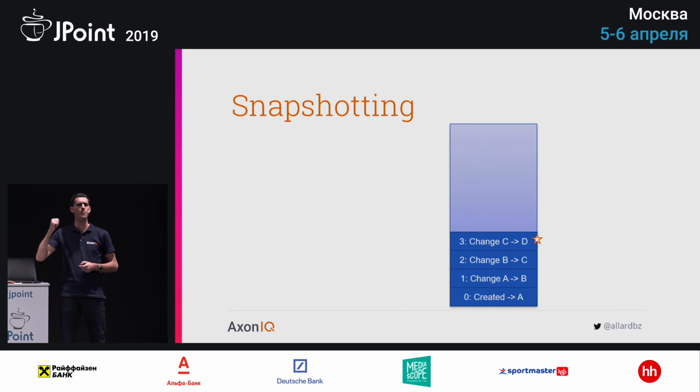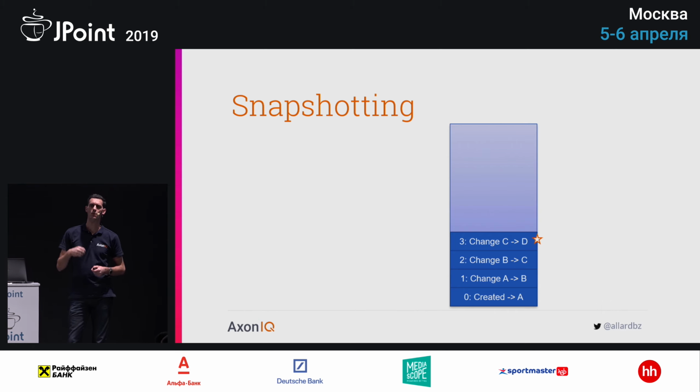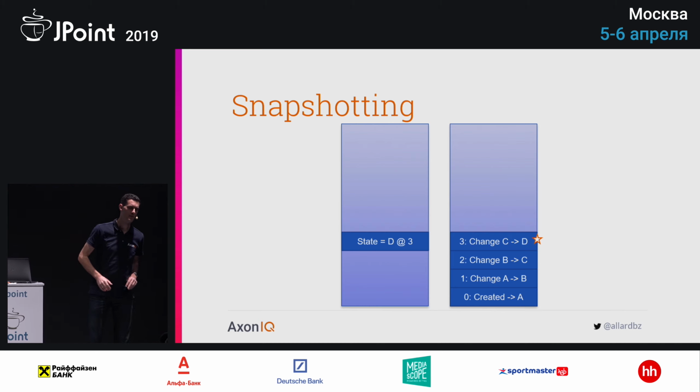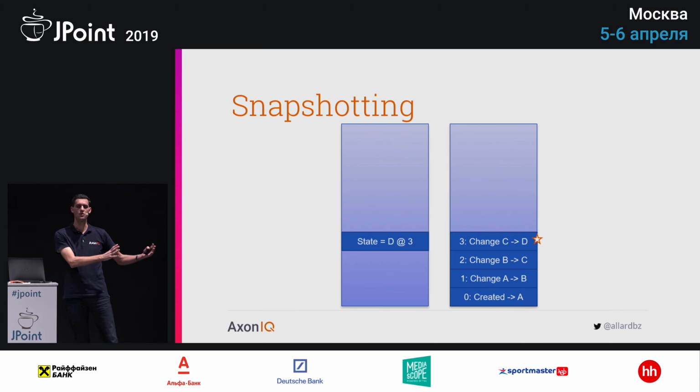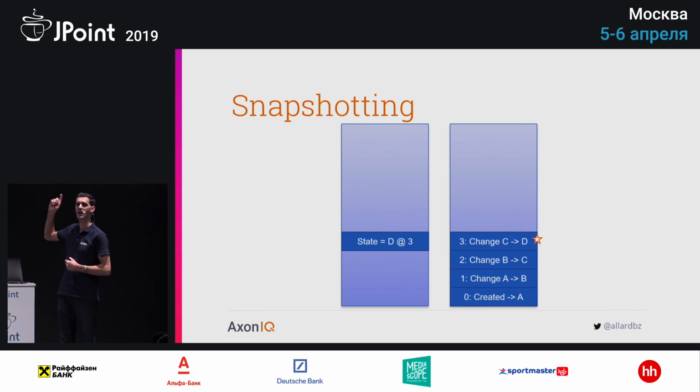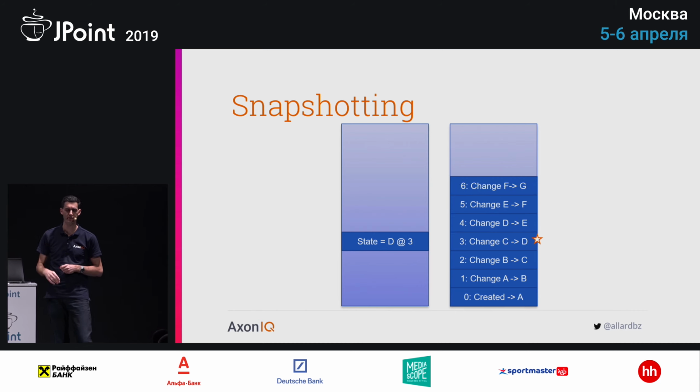What we can do is trigger a snapshot when we know we need to read 4 events from the event store to create the aggregate state. And what we do is we keep a little data store on the side in which we store the state that the aggregate had after applying event number 3. And we can add some more events.